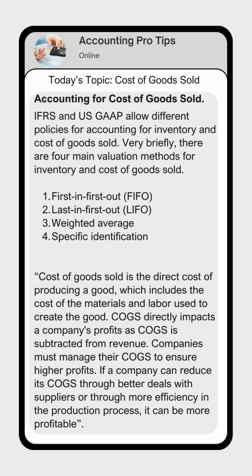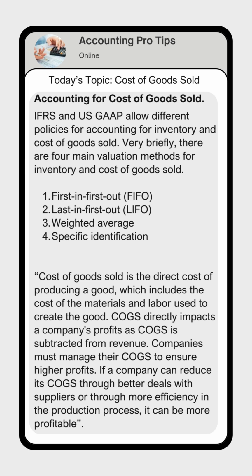Accounting for cost of goods sold. IFRS and US GAAP allow different policies for accounting for inventory and cost of goods sold. Very briefly, there are four main valuation methods for inventory and cost of goods sold. 1. First in first out, FIFO. 2. Last in first out, LIFO. 3. Weighted average. 4. Specific identification.